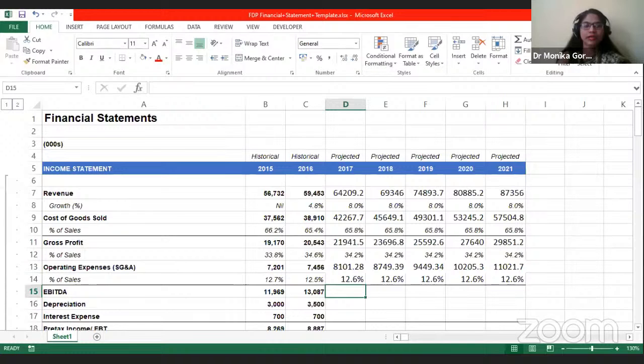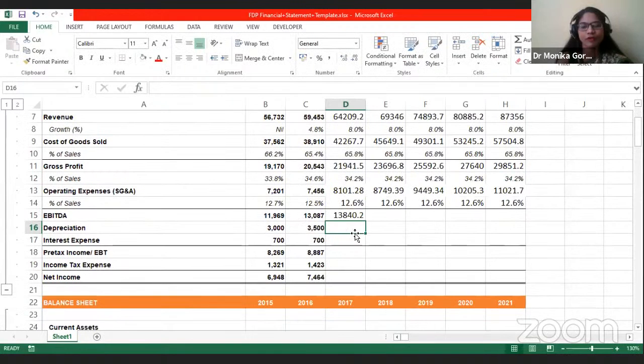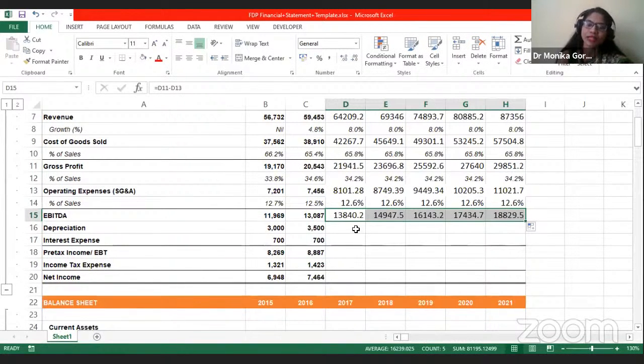Now, earnings before interest, tax and depreciation. How do we calculate earnings before interest, tax and depreciation? Is equal to your gross profit minus your operating expenses. You get your earnings before interest, tax and depreciation. I will just scroll it so that the formula automatically gets pasted.